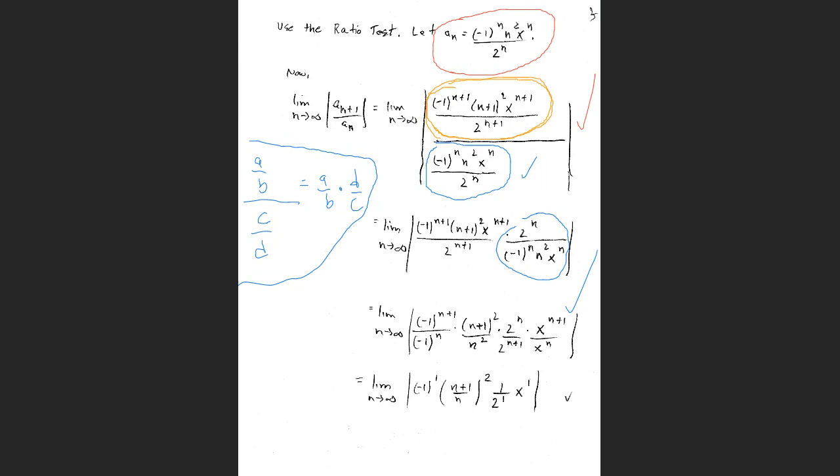Okay, and negative 1 to the n plus first power over negative 1 to the nth power is negative 1 to the first. And then n plus 1 squared over n squared is just n plus 1 over n squared. 2 to the nth power divided by 2 to the n plus first power is just 1 over 2 to the first power. And then finally, x to the n plus first power divided by x to the nth is equal to x to the first.